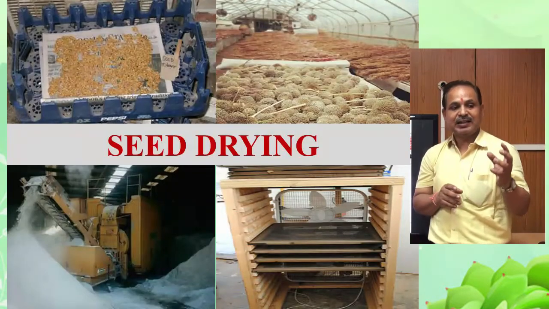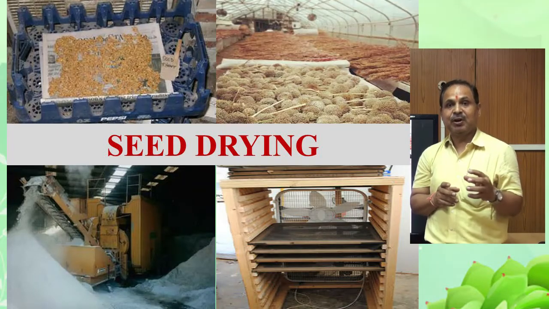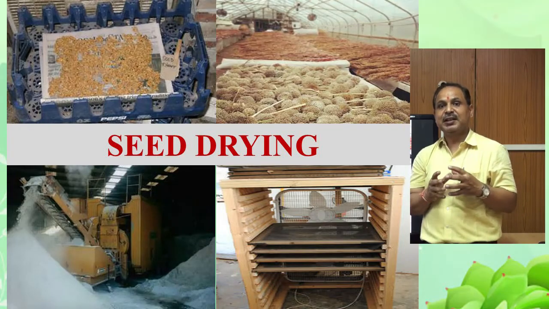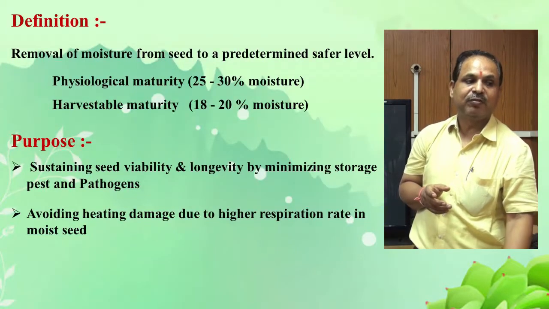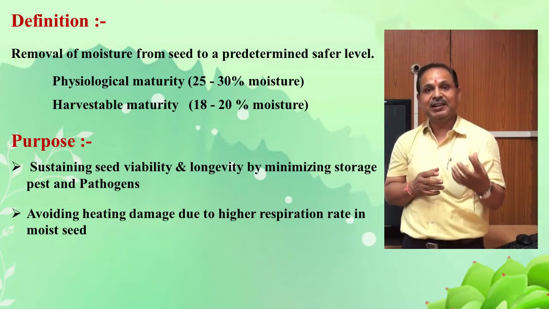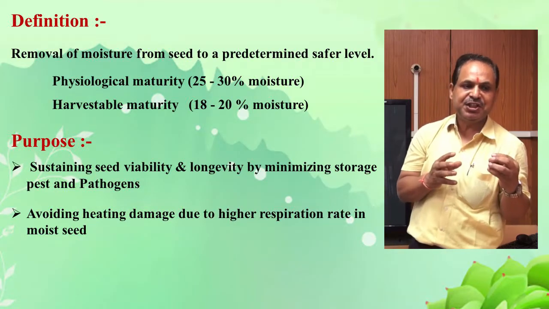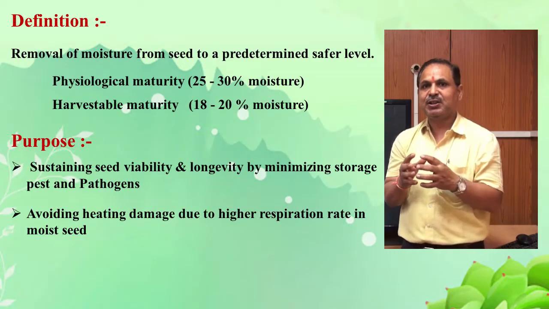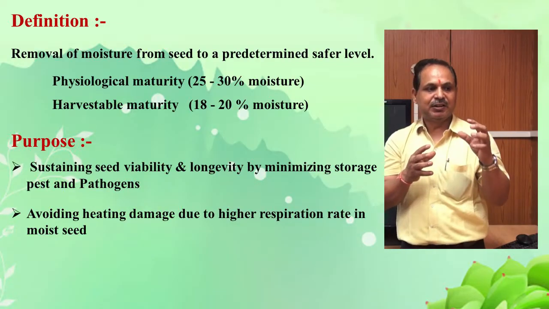Now the next component of seed processing is seed drying. It is very important because if the seeds have more moisture content, they are susceptible to the growth of fungus or other pathogens or pests. If we define seed drying, it is nothing but the removal of moisture from the seed to a predetermined safer level, a level of moisture which is safe for storage. That is done during the seed season.